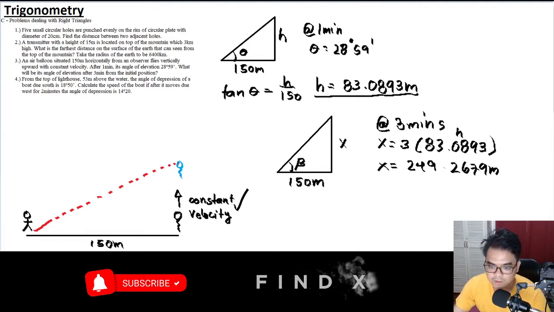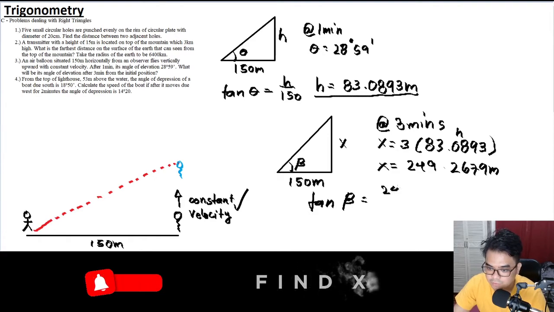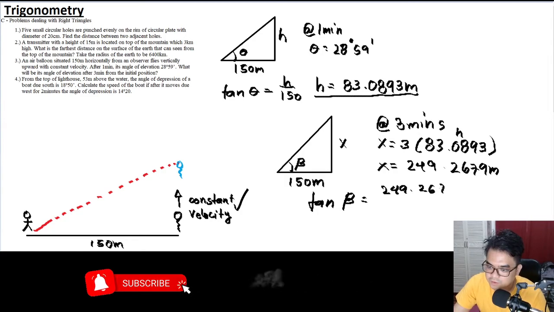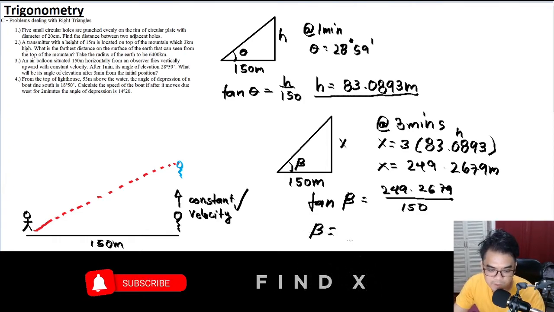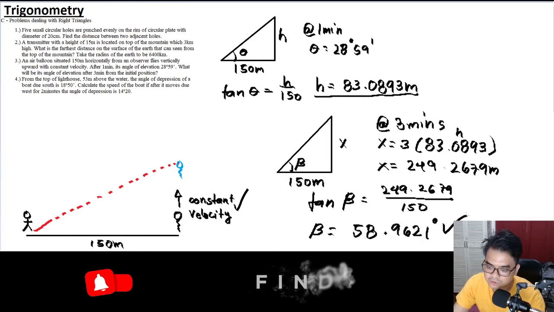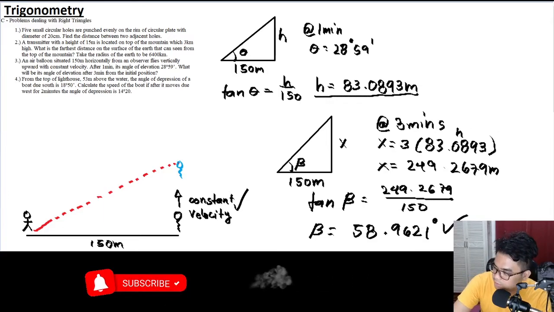So again, that will be a tangent. Tangent beta is equal to opposite over adjacent, so that will become 249.2679 over 150. So just get the arctan of both sides, and then you'll get the value of beta, which is 58.9621. So this will be your final answer. With that, let's go to the next and last problem for this topic.